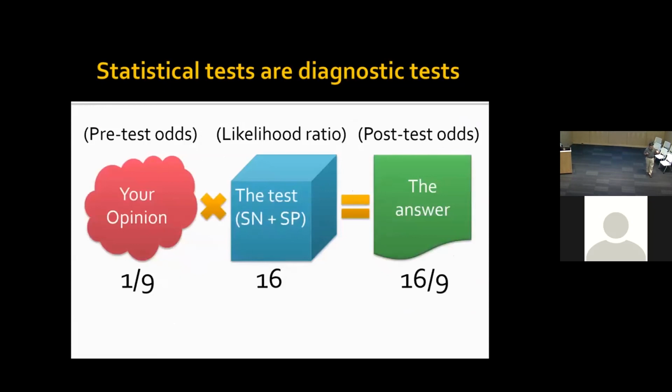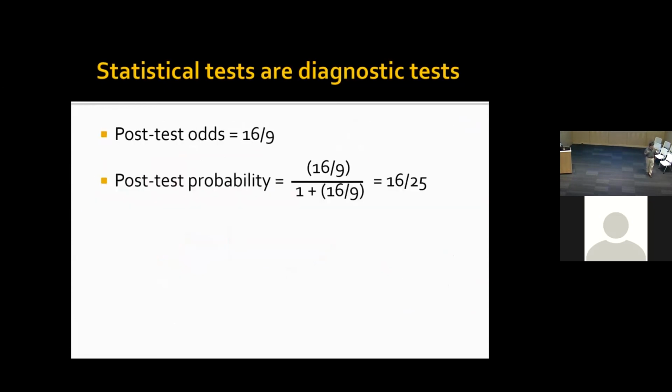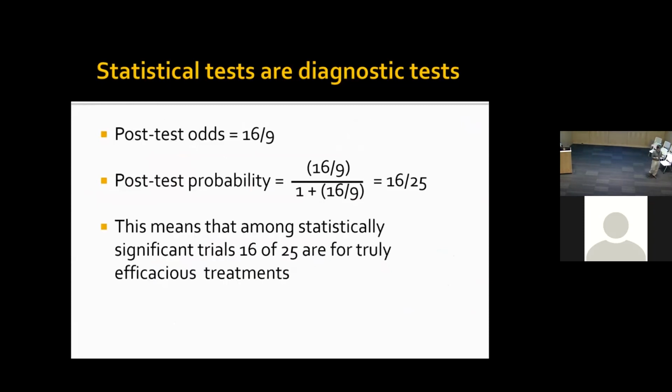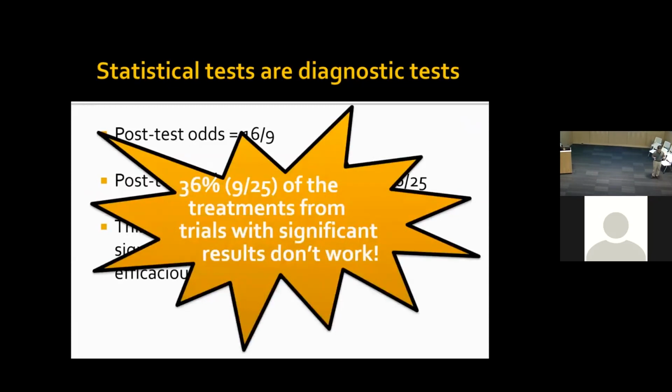So anyway, I take that 1/9, multiply by 16, get 16/9, and my post-test probability is 16 over 25. That means that among statistically significant trials, 16 of 25 are for truly efficacious treatments. Of course, that means that 36%, 9 of 25, of the trials with significant results are for treatments that do not work, okay? If that's the threshold you're using. No wonder we have replication problems and people saying that things don't work. That's why people are talking about tightening these things up, doing other things. This alone can be a significant issue with our science.